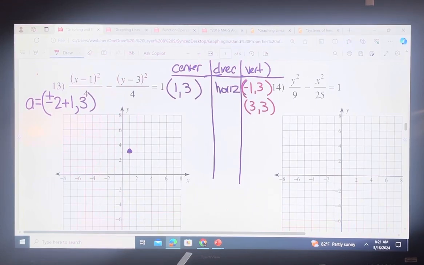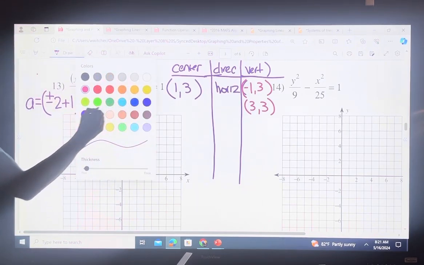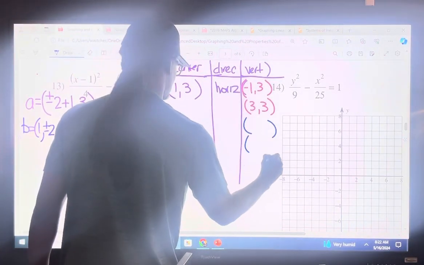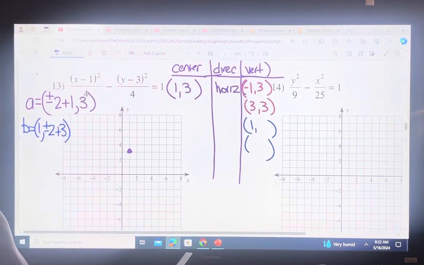Where? Because the A value is 2, but you have to add that to the center. Our center is not 0, 0 this time. Our center now is 1, 3. So it's plus or minus 2 plus that 1 and the 3 for the y-axis. Then when we go to the minor vertices in the blue, you said our B was also 2, so that's going to be 1 plus or minus 2 plus 3 for the minor vertices, making your small vertices 1 and 5 and 1 and 1.